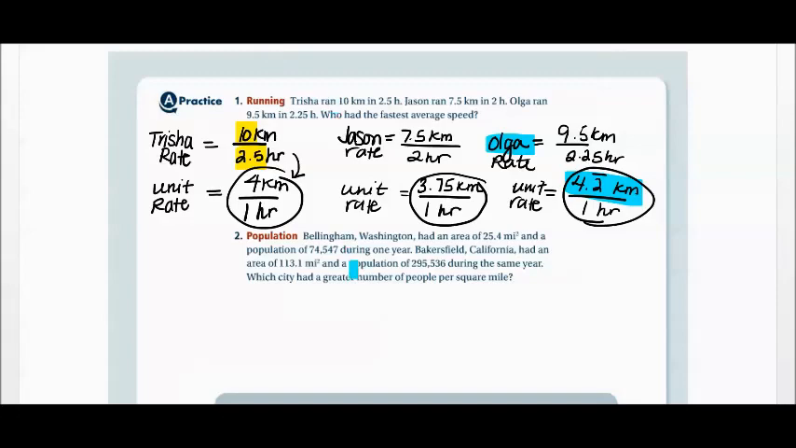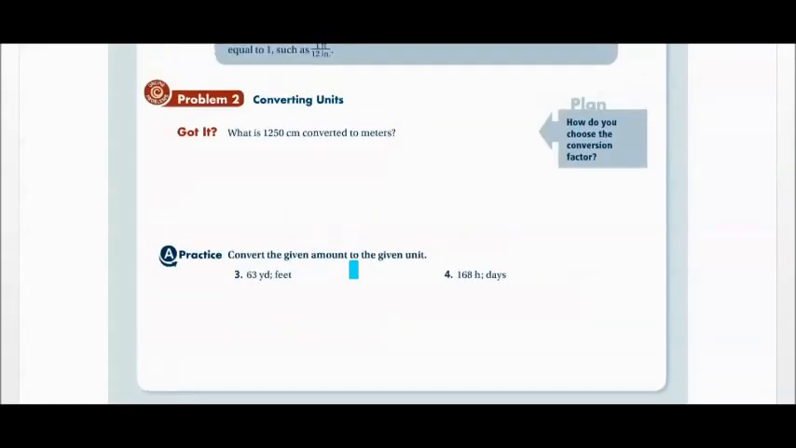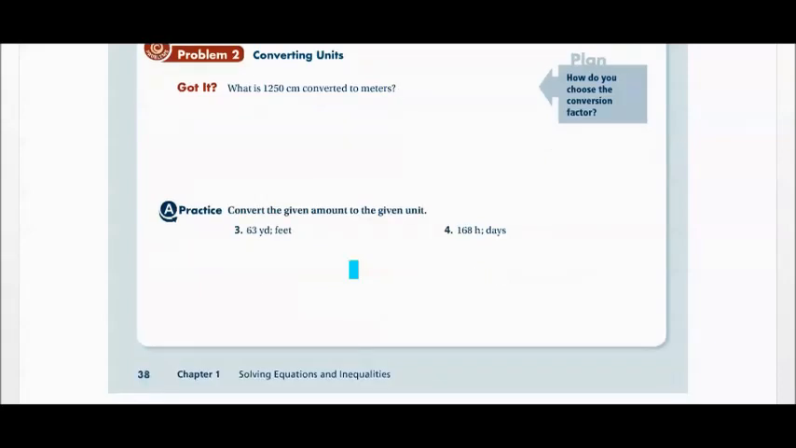Okay. Next I want to go ahead and we're going to do some conversions. So we're going to look at 3 at the bottom of the page. So we need to convert. It says convert the given amount to the given unit. So we have 63 yards. And we need to turn that into feet.